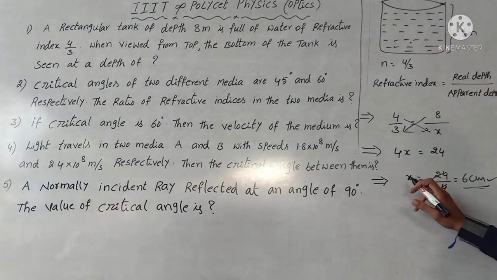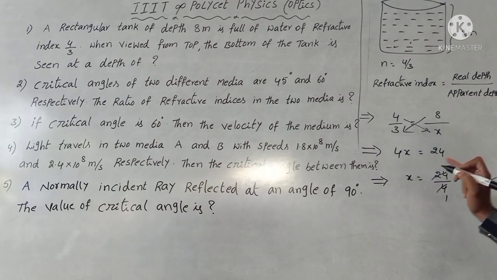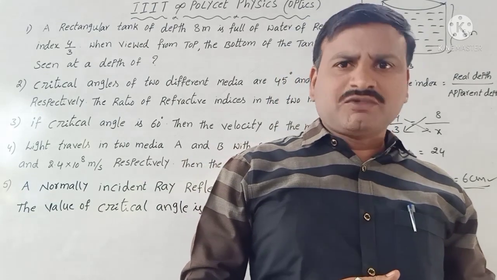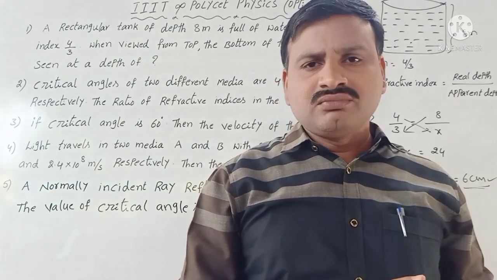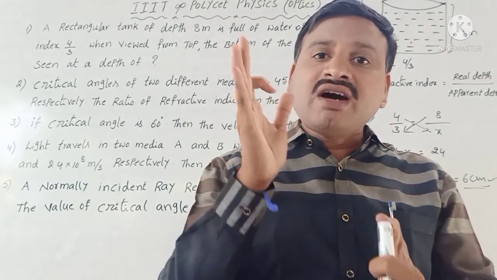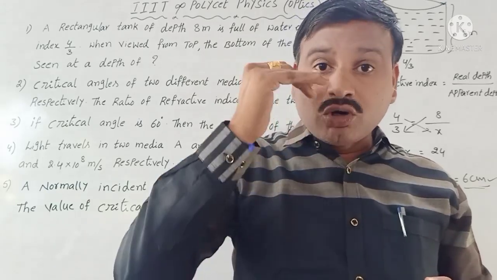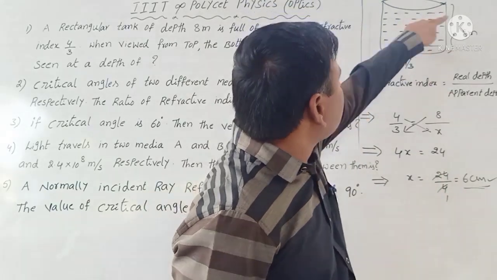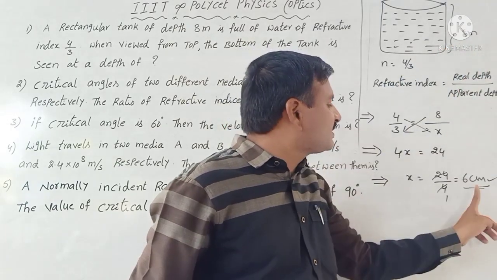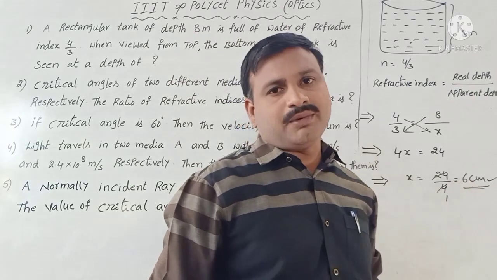So the apparent depth value is 6. In the previous class I told you, whatever the real depth given in the problem, exactly 1/4 portion will be raised from the top or bottom. So 8, 1/4 of it is 2, leaving 6. So it is the first problem.